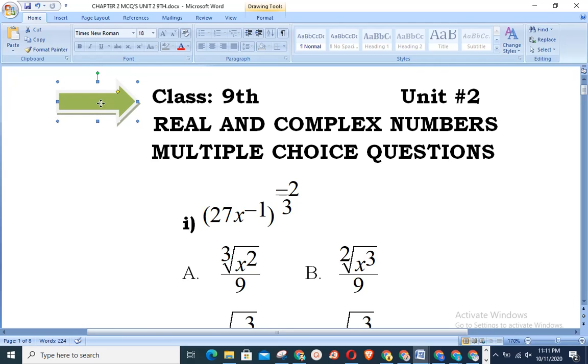Viewers, our today's lesson is related to class 9th, unit number 2. The name of the unit is real and complex numbers. We are to solve the multiple choice questions given at the end of unit number 2.